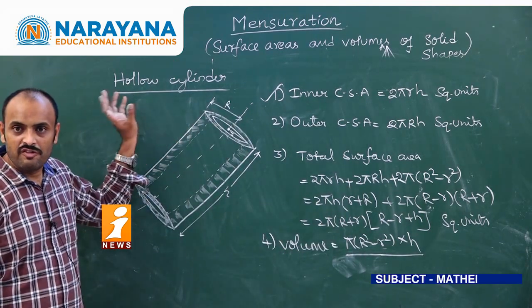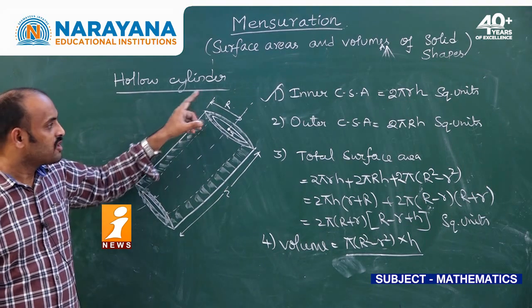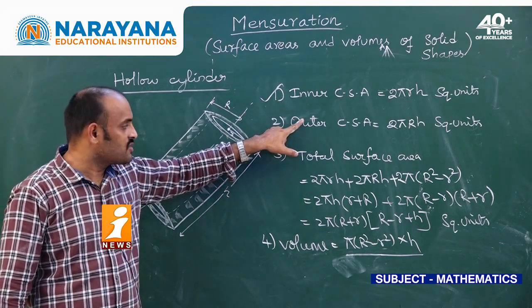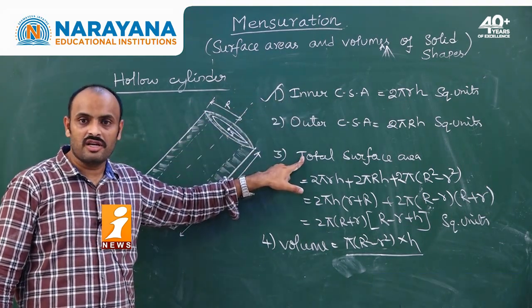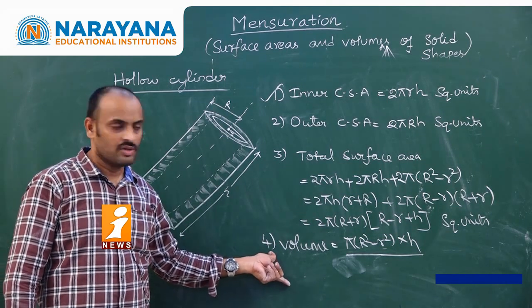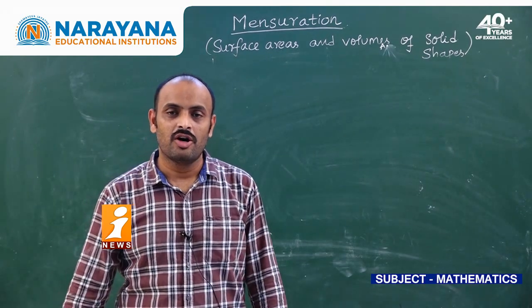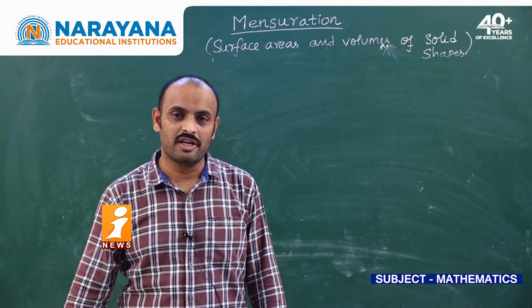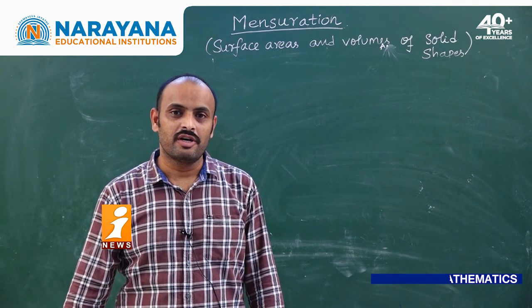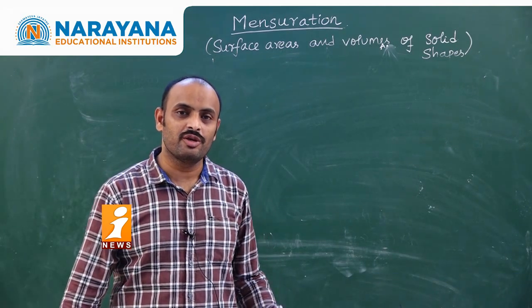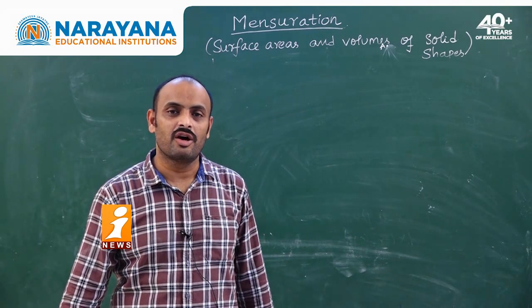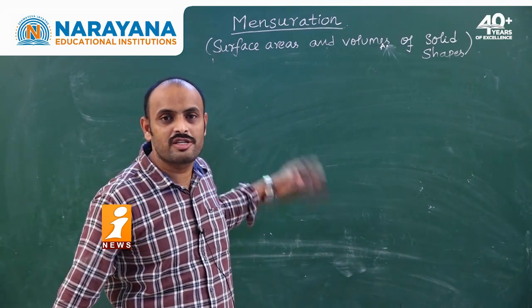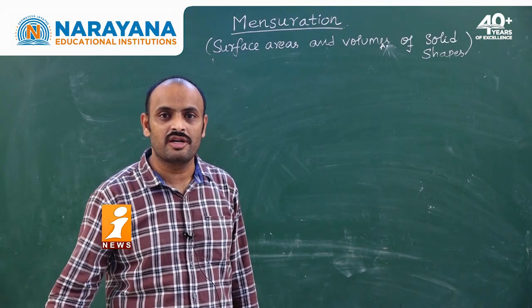So this is how we find the hollow cylinder's inner curved surface area, outer curved surface area, total surface area and then volume. So we have seen all the solids with their formulas, and we are going to see how to use them in questions, how to make use of all these formulas in the questions. We are going to see that in the next session.